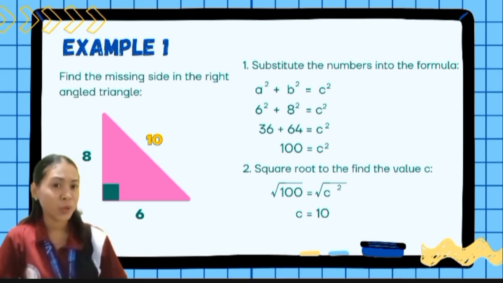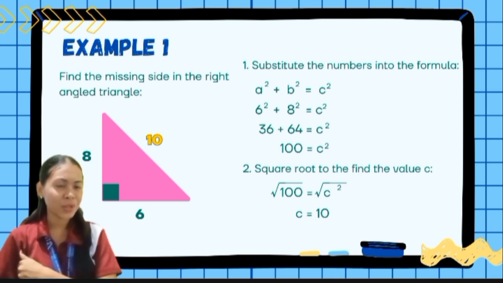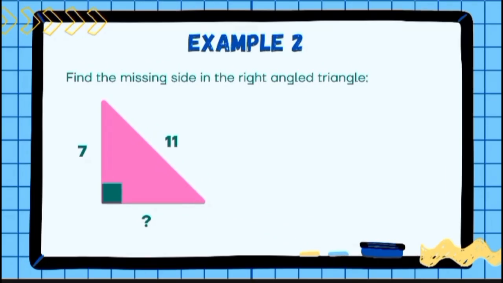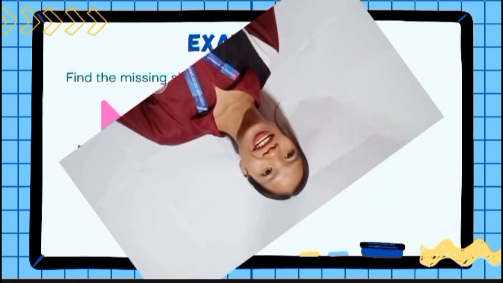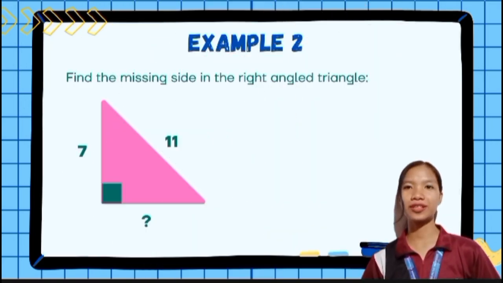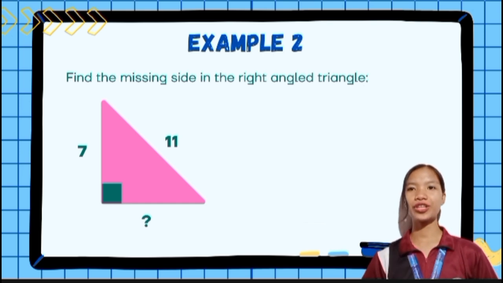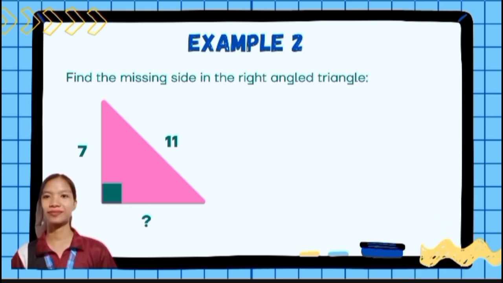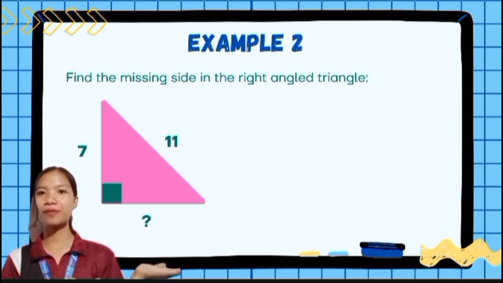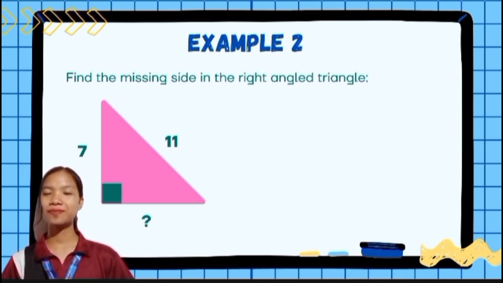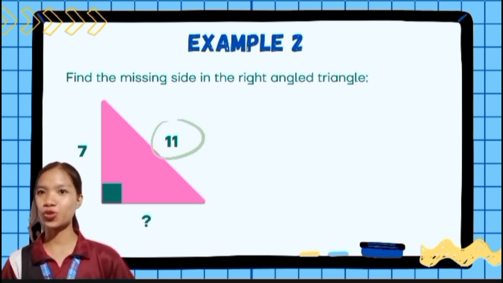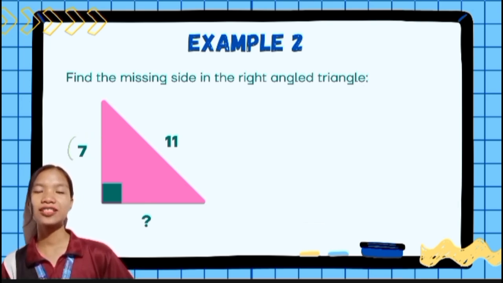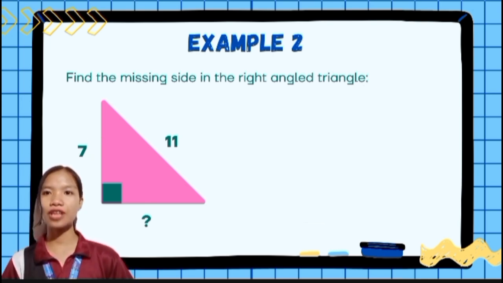Do you want another example? If yes, there's more. That wasn't so bad, was it? Let's try another example. This time, we're looking for a different side. Here's example number 2. This time, we know the hypotenuse is 11. That's right. And one side is 7. Let's use the same formula.